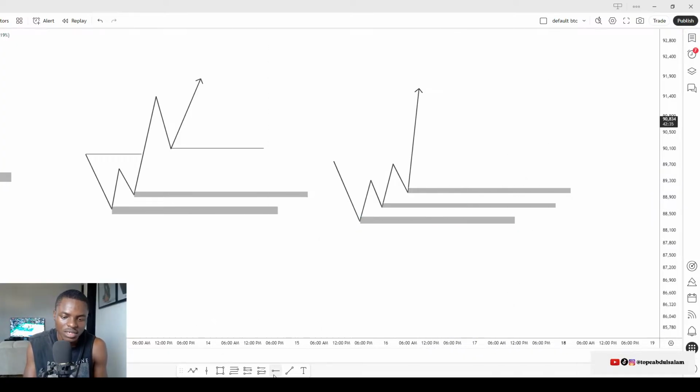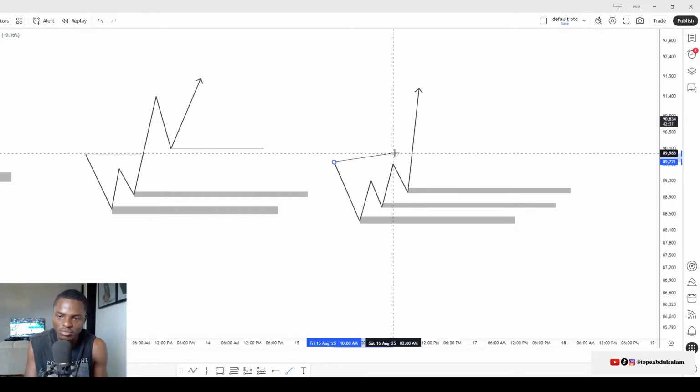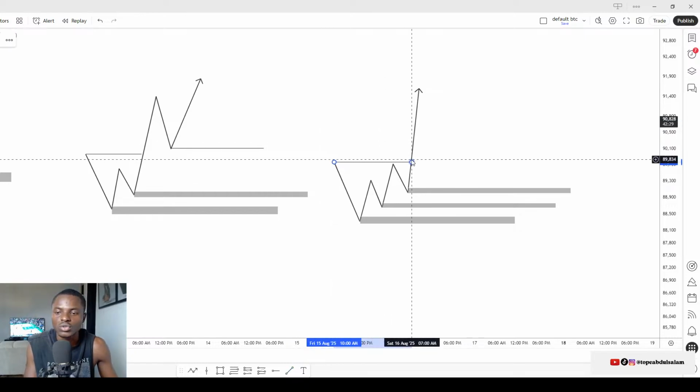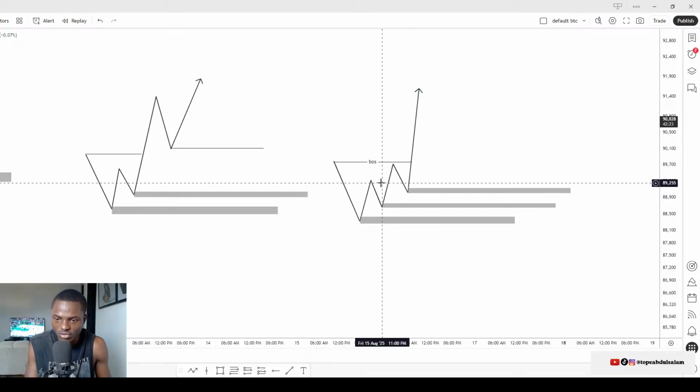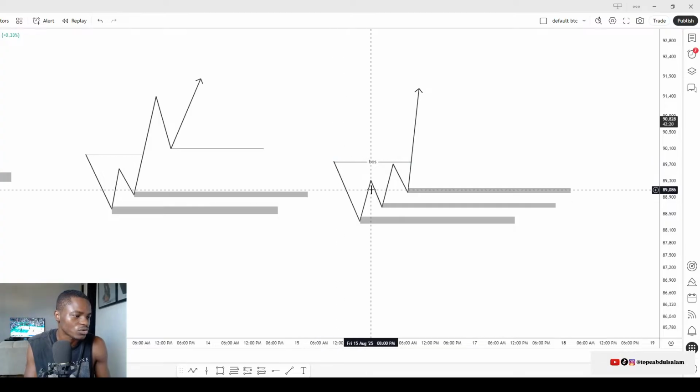The reason being you did not pick the right break of structure. You picked the internal break of structure, you do not pick the external break of structure. So if this is your break of structure, then you are not looking at the overall structure of the market.